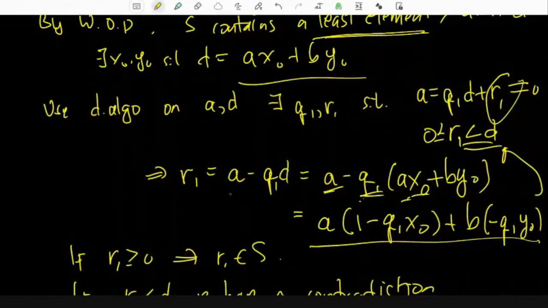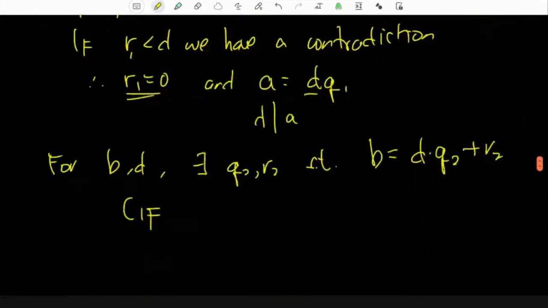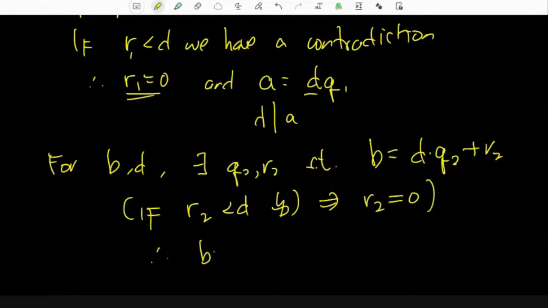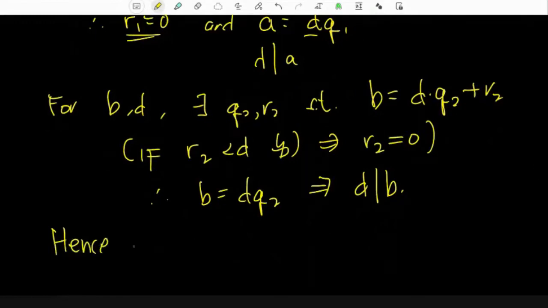So eventually, again, you just have to follow this same argument. Kasi you can write R2 in terms of B minus Q2D. Ganun pa rin yung takbo ng argument. So if R2 is less than D, magkaka-contradiction ka. This would imply that R2 is equal to 0. And therefore, B can be written as D times Q2, which implies that D divides B. Using these two arguments, we're able to show that D is a common divisor.